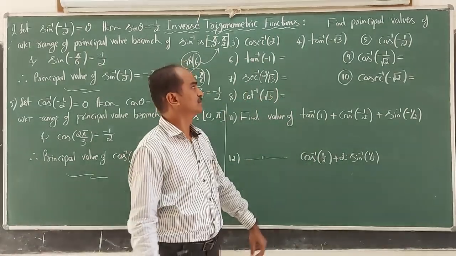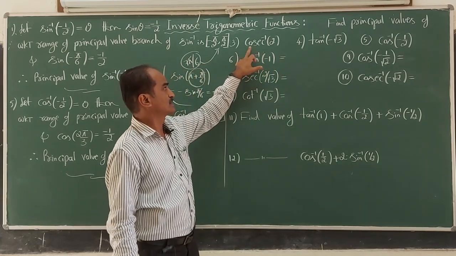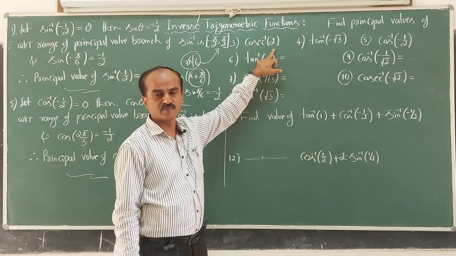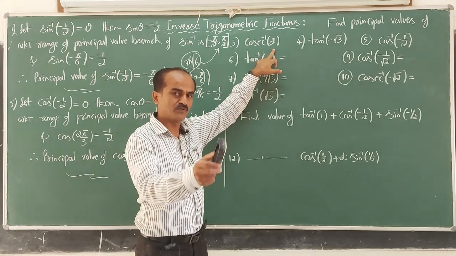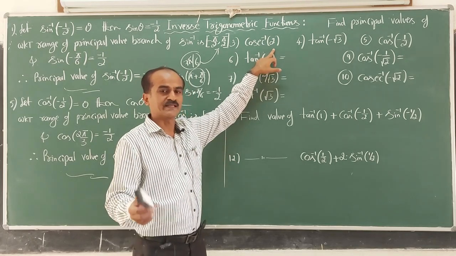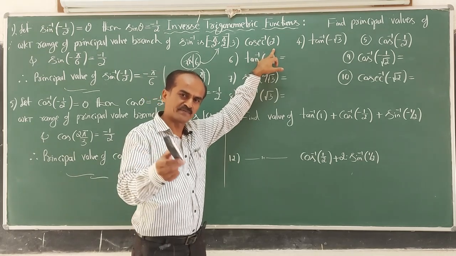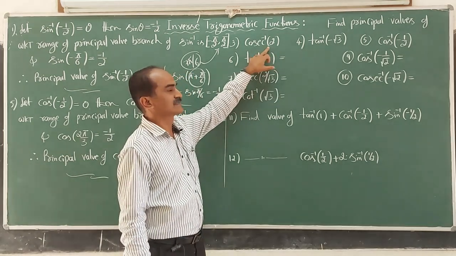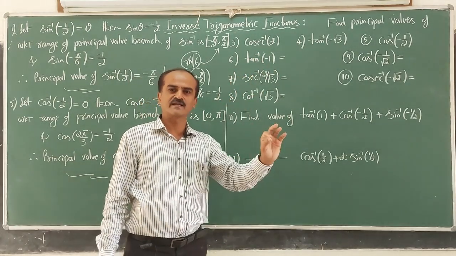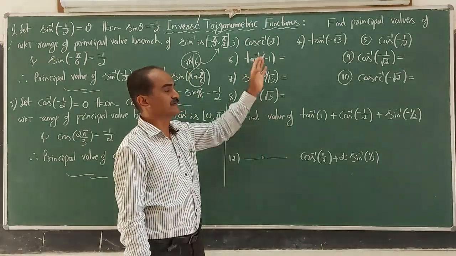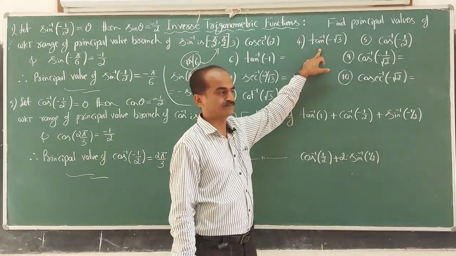Now let me try to write the values directly. Question number 3. Cosecant inverse of 2 they are given. Now what is the range of cosecant inverse? Minus pi by 2 to pi by 2, leaving 0. Cosecant of which angle gives us 2? Pi by 6. Since cosecant pi by 6 is 2, cosecant inverse of 2 is equal to pi by 6. Straight away you can write that it is equal to pi by 6. You can mention the reason, because cosecant pi by 6 is equal to 2. Tan inverse of minus root 3.